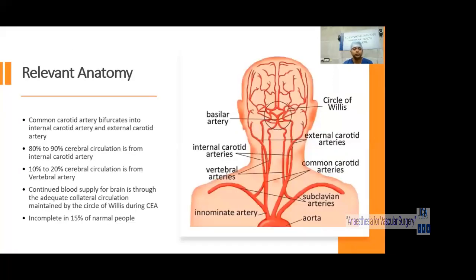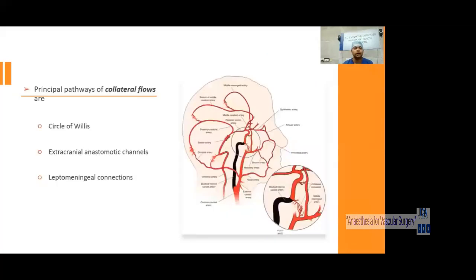The relevant anatomy, the most important thing, is the circle of Willis, which is formed by the anterior circulation, that is the internal carotid artery, and the posterior circulation, that is the bilateral vertebral arteries. Along with the extracranial anastomotic channels that come from the external carotids and the leptomeningeal connections, they form the principal pathways of collateral.